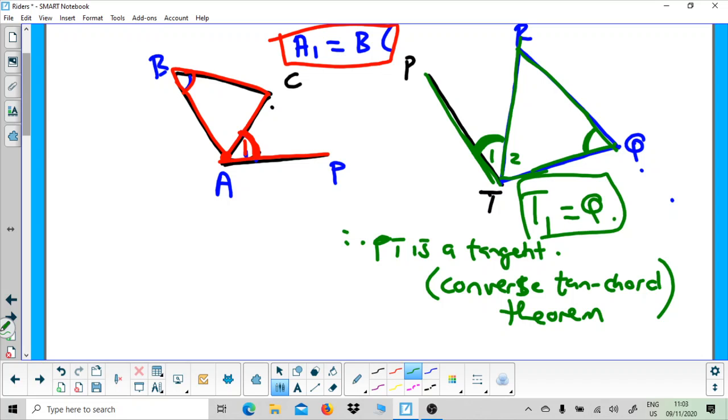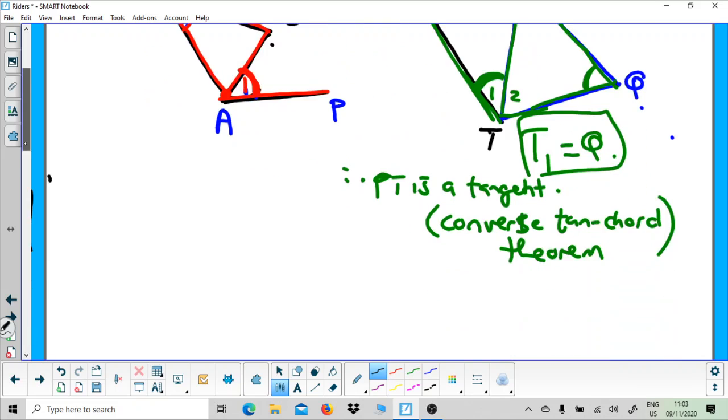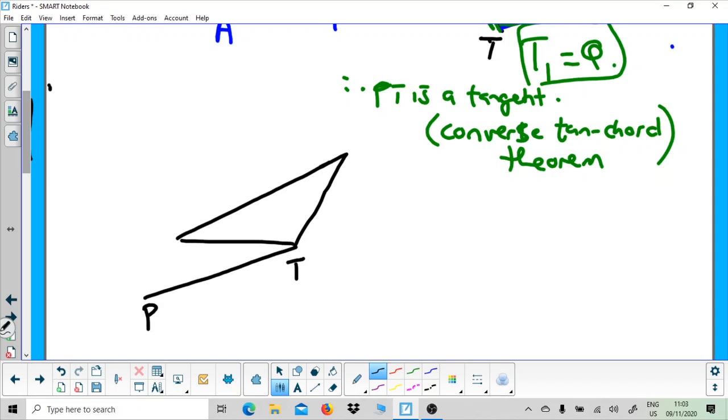Let me just draw the third shape that they can say. Let me see how these shapes look so I don't have the same type of shape. Let's have the one that comes from this side. They say, prove that the tangent, I'm going to call that tangent PT again, prove that line PT is a tangent to the circle passing through points ABT.